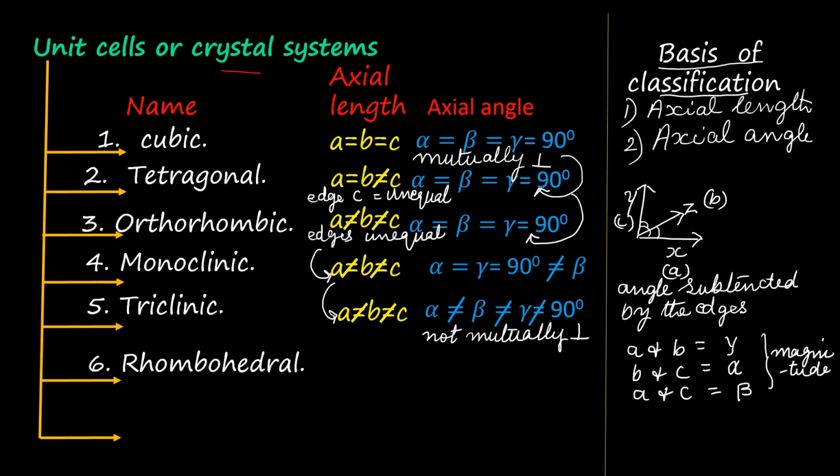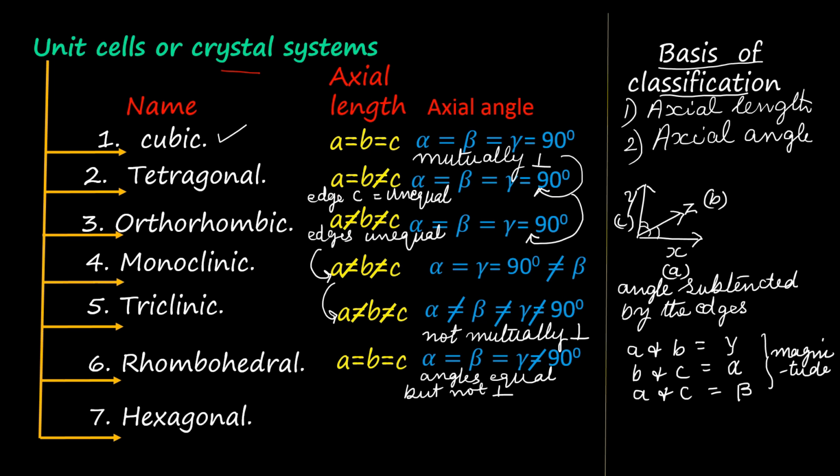Sixth one, rhombohedral. All the sides are equal, just as cubic, but the angles are all equal but not equal to 90 degrees. In the previous case, they are not mutually perpendicular and they are unequal. Here they are equal but not perpendicular. Now the 7th and last one, hexagonal. A equal to B but not equal to C. Similar to tetragonal, but the angles are different. Angle alpha is equal to beta equal to 90 degrees and gamma is equal to 120 degrees.